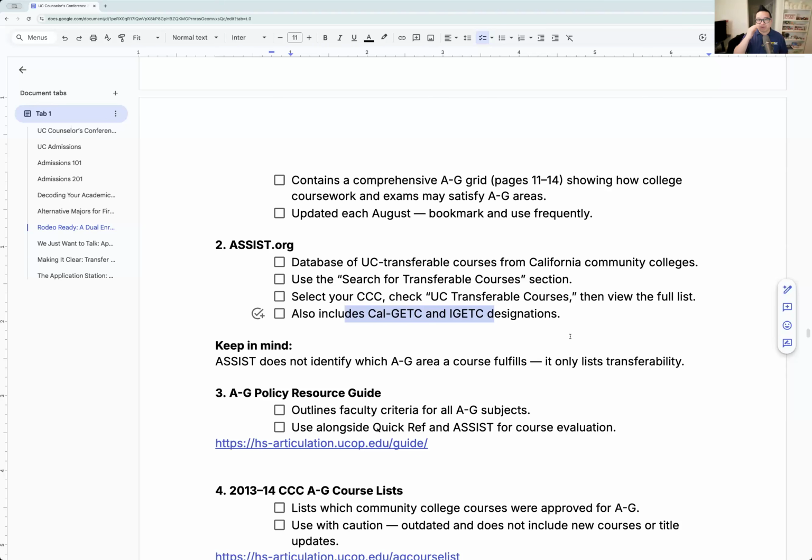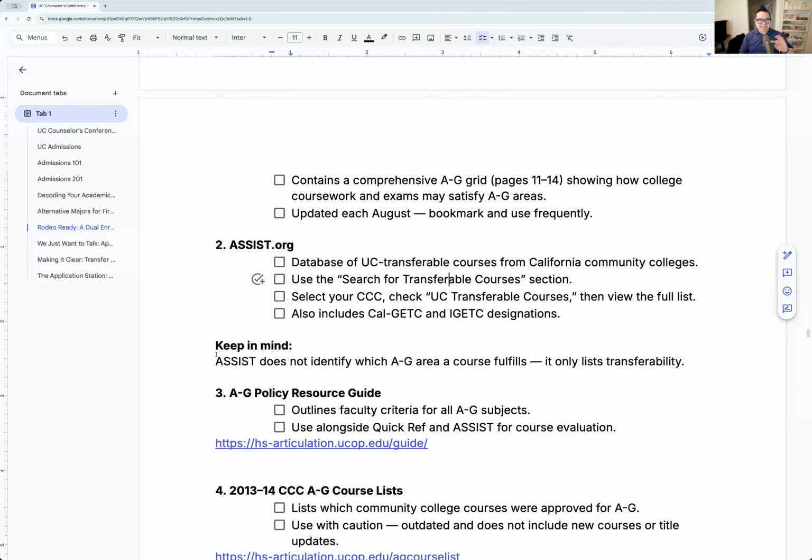The difference is that egelloC was geared mainly towards the UCs. CalGETC is a more universal one, with the UCs, privates, and Cal States all put together. These are the classes that you take at the community college that are transferable to the UCs, the Cal States, and a lot of different colleges more broadly.